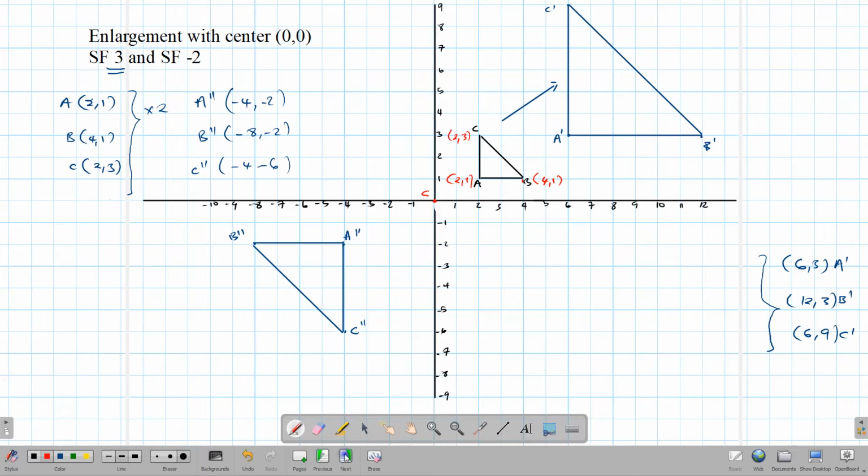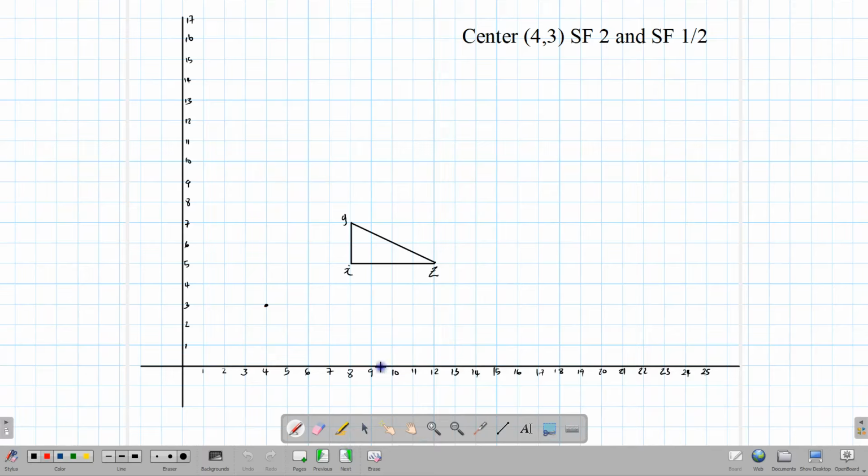Let's look at a different question where our center is different. So our center here is 4, 3.